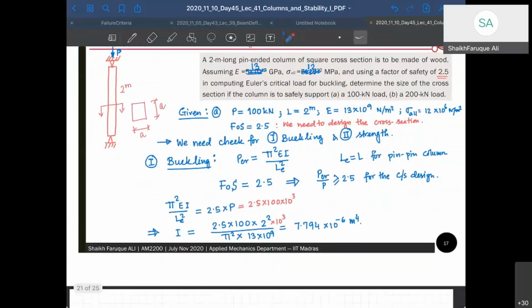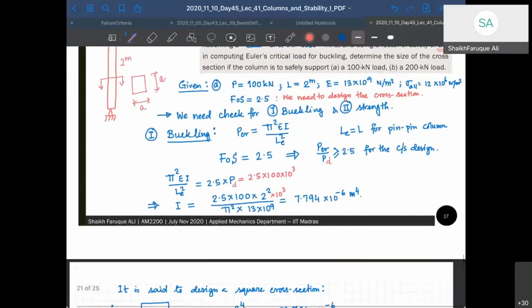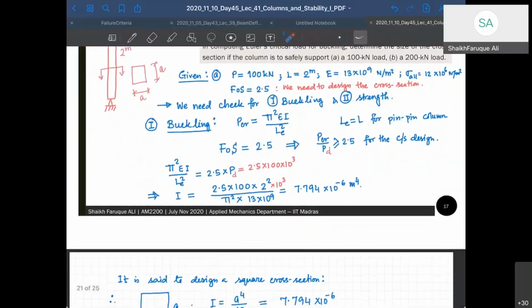And we can write it for better clarity, that this is P design. Okay, P design. And then you can do the calculation. If you do the calculations, 2.5 into P design, where 100 is given, right? So this is my design load. It should carry 100 kilonewton. That means this is my design load. So its critical load is going to be 2.5 times this, because factor of safety is 2.5, right? So that comes out to be this. Now, all the values are known except for I. So that gives me I as this, right? And if you calculate, you get I as this.